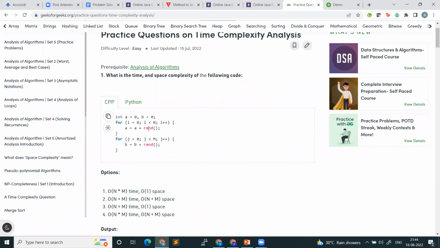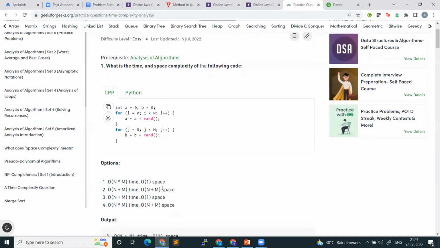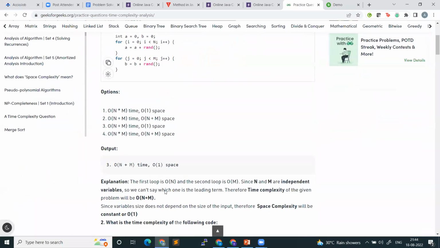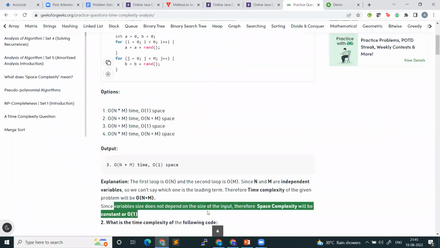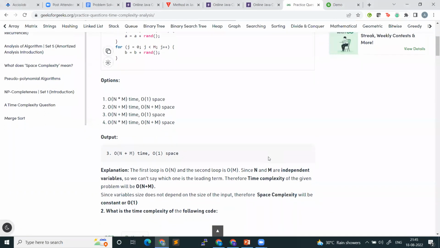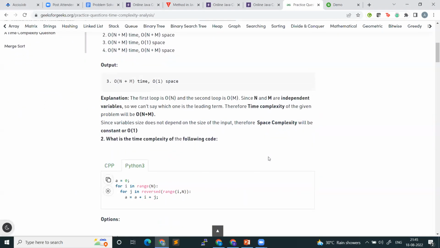So irrespective of whether n is 10,000 or 1 lakh, the amount of space that you reserve will be constant, right? 4 bytes only. 4 into 5, right? 20 bytes only. So that will not change. That is why it is constant space. Now let's move to the next question. Look, since the variable size does not depend on the size of the input, right? If input is 100,000 or 10,000, the variable size will be fixed, 4 bytes or 2 bytes, whatever, right? Therefore, the space complexity will be constant or big O of 1. Now, let us come to the next question.